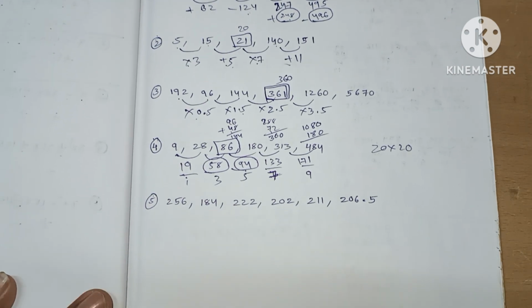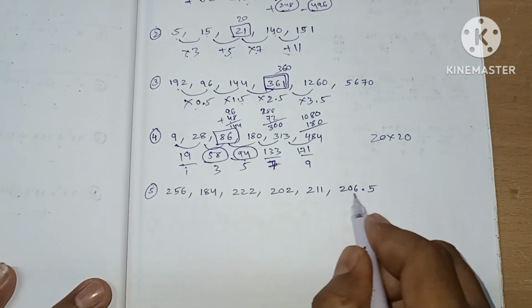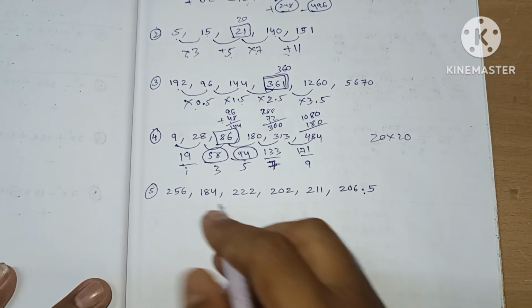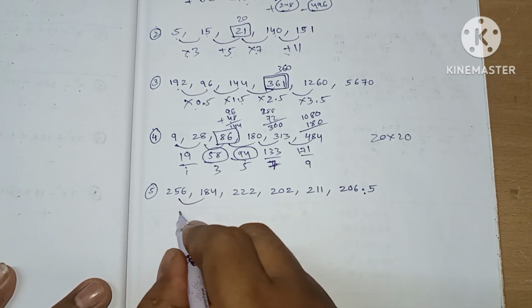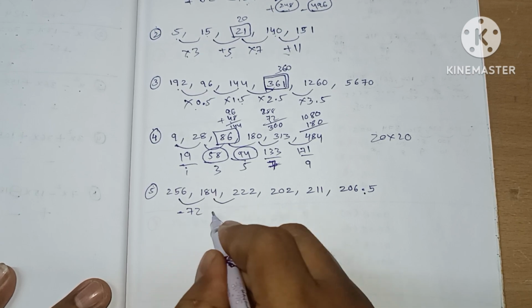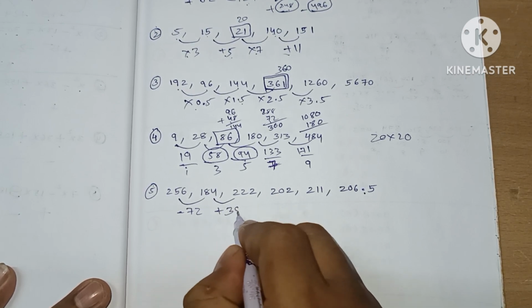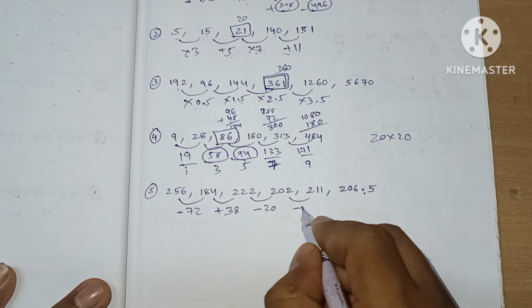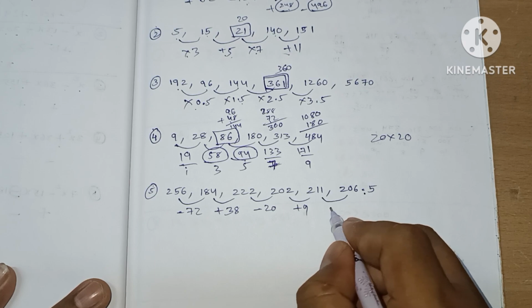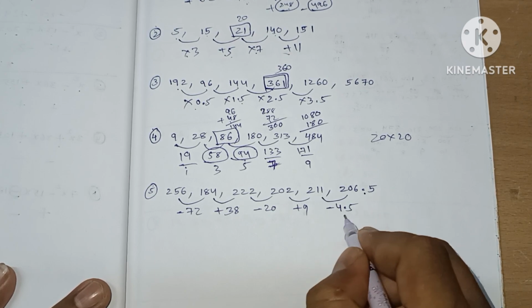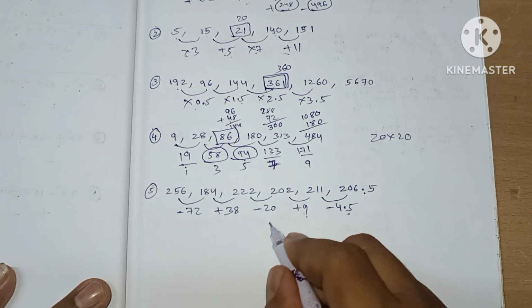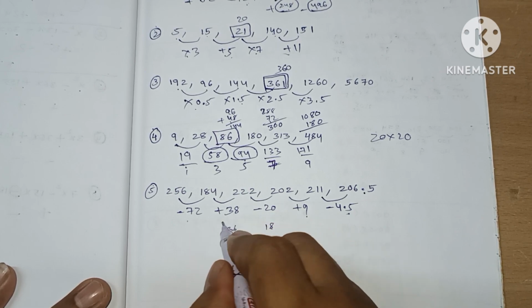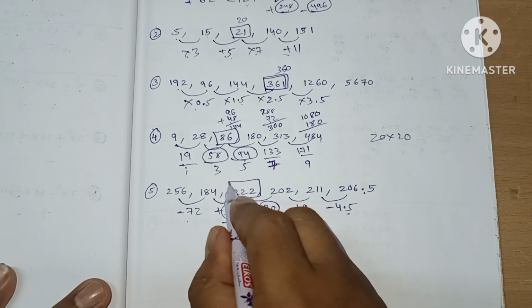Next question. Here we got 0.5 here at the end, and the numbers are slightly varying. So we'll go with the differences here. Here the difference is minus 72. Here the difference is plus 38. Here the difference is minus 20. Here the difference is plus 9. Here the difference is minus 4.5. 4.5 double times will be 9. 9 double times will be 18. 18 double times will be 36. 36 double times will be 72. So these two numbers are wrong. So wrong number is this one.